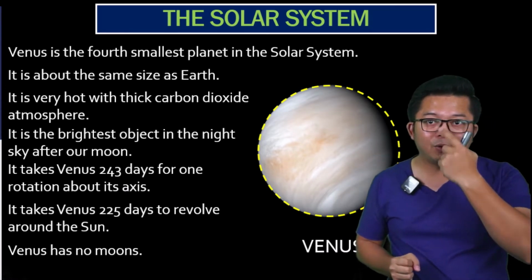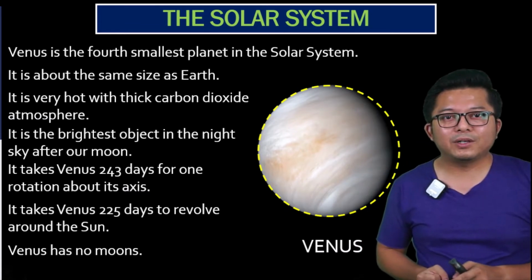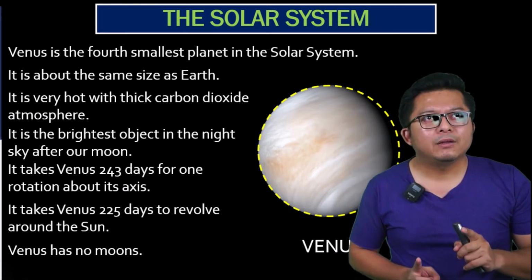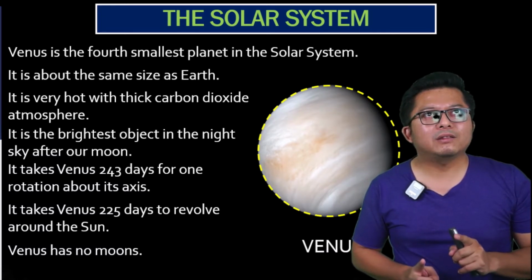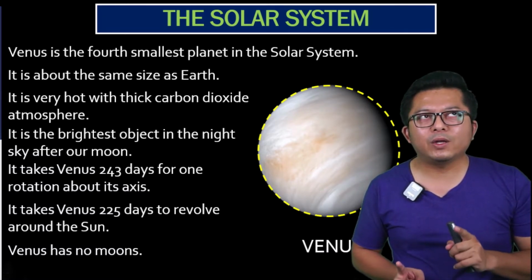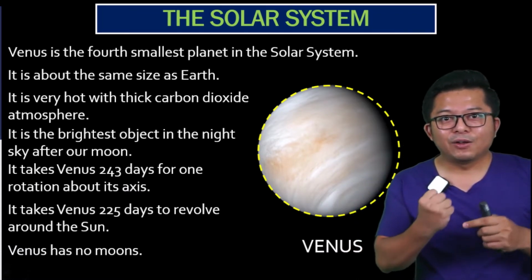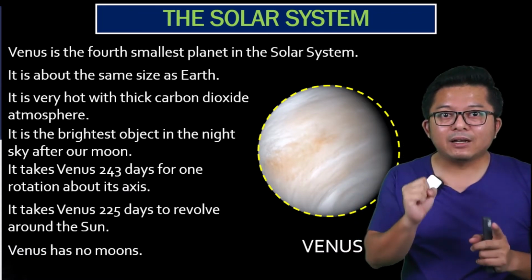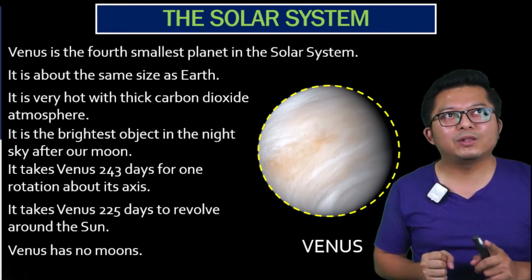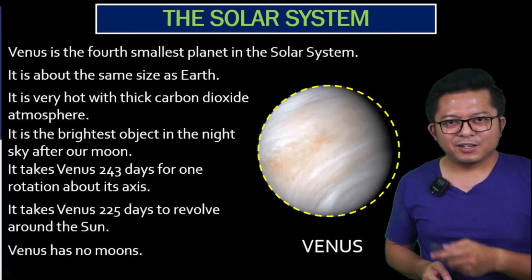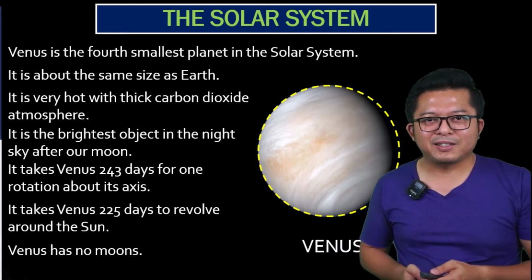Day and night for 243 days, which means that if it's daytime, it takes 121 and a half days for daytime. Imagine if it's Ramadan. It's very hard to fast there.